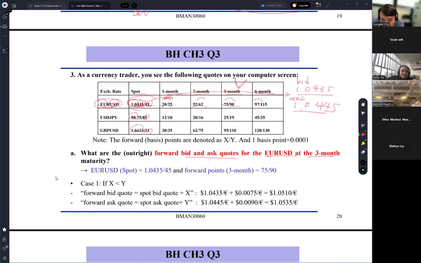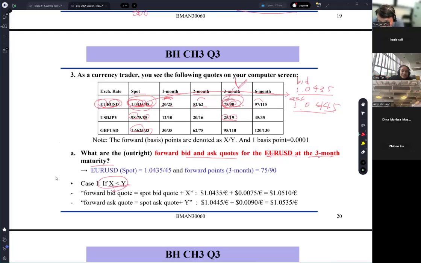Now using the spot rate and the so-called forward point, you should be able to get the forward price. Sometimes the second one is bigger than the first one, like 75 is less than 90, but in this case the first one is bigger than the second one. So we have two different cases. This one means the first number is less than the second number, just like EUR USD at the 3 months maturity.